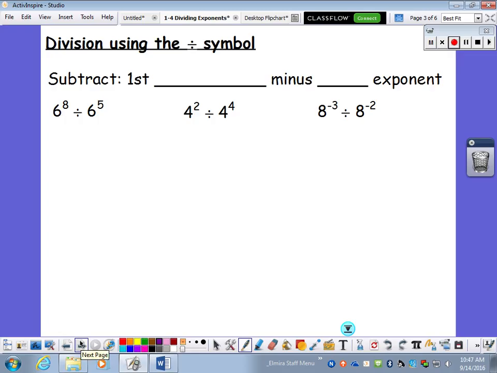Sometimes problems will be written horizontally with the division bar. You're going to subtract your first exponent minus your second exponent. So keep your base. 8 minus 5 is 3. And you're done. The next one, keep your base. 2 take away 4 is -2.